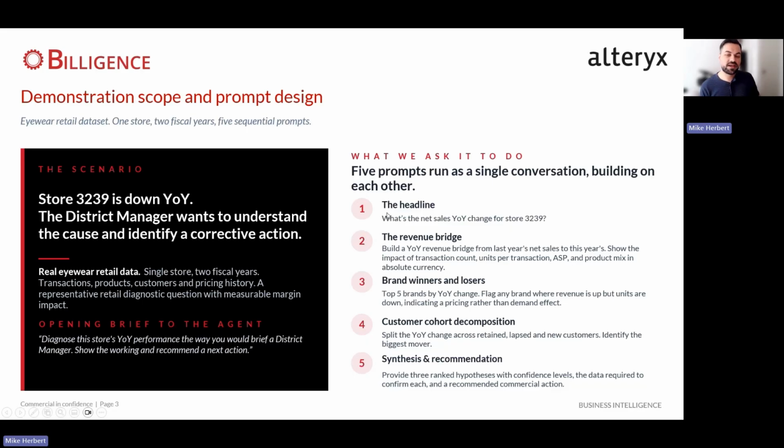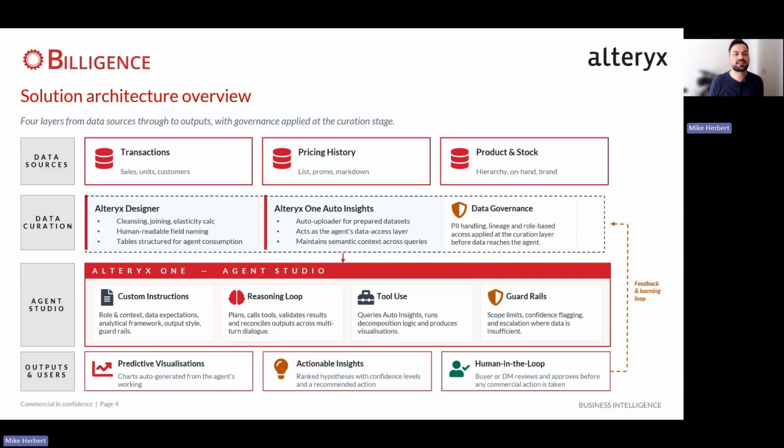And we've designed our agent, and we've got these 5 prompts as part of the total plan to go from headline all the way to synthesis and recommendation. So the headline is very simply, what's the net sales year-on-year change? Then we're going to want this revenue bridge to identify these drivers, and then we're going to further break that down into brand winners and losers, then customer cohort decomposition, and then finally, when we get these recommendations, price optimization is what we're looking for. So let's have a look at the architecture for the whole agent.